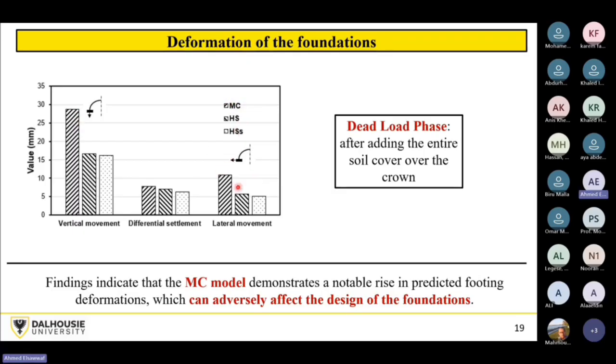So as you see here, the Mohr-Coulomb is overestimating the foundation deformations. If you are a designer for such a structure and you are using the Mohr-Coulomb model because it's a quick and easy model, you will over design and oversize your foundation because you will get a very high level of movements, especially if you are using the cut and cover technique in constructing this structure.